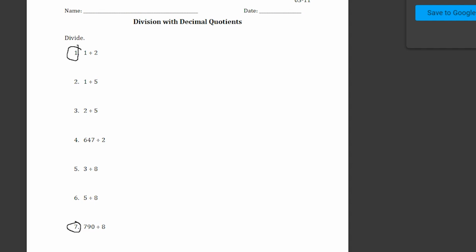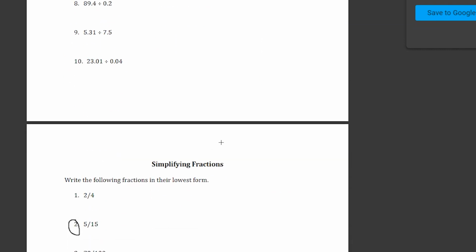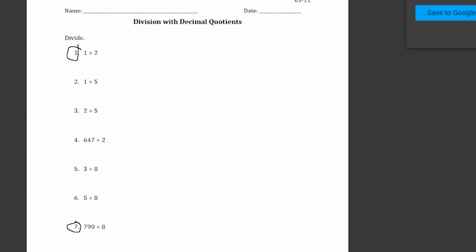In today's lesson, we're going to be going over division with decimal quotients, word problems, dividing decimals, and simplifying fractions. So on the first page, number 1, we have 1 divided by 2. So we're going to set it up by putting the first number inside a little house and the second number outside of the house, which is how we always do division.